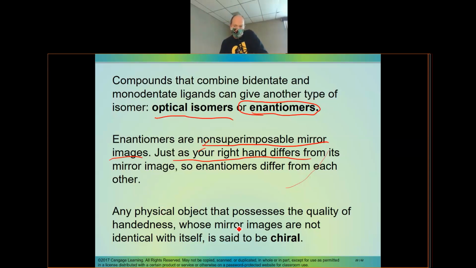All right, and so you have chiral objects. If it has a left hand and a right hand, then it is a chiral object. When we have a chiral compound, what we're looking for is the mirror image not being exactly the same, not superimposable.